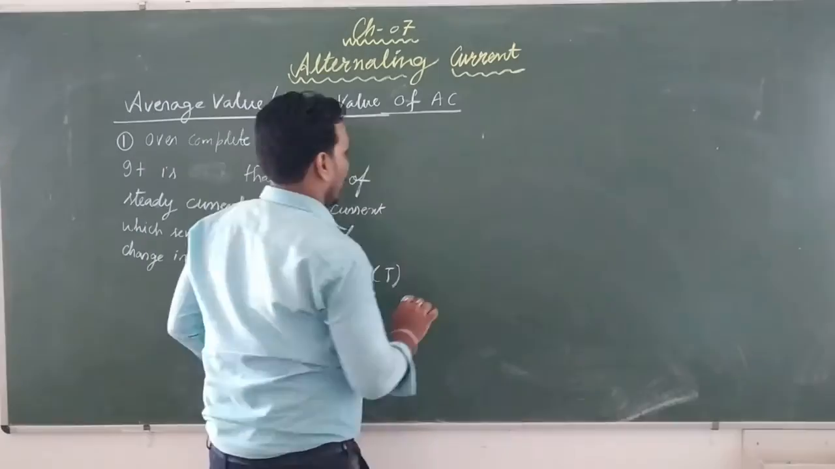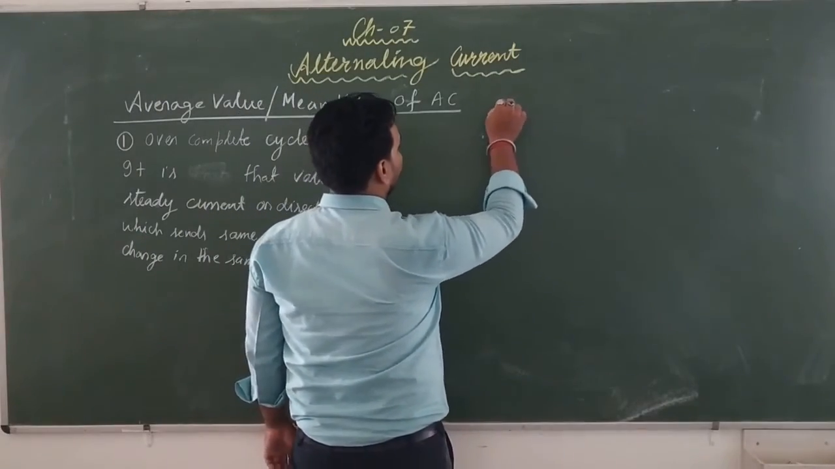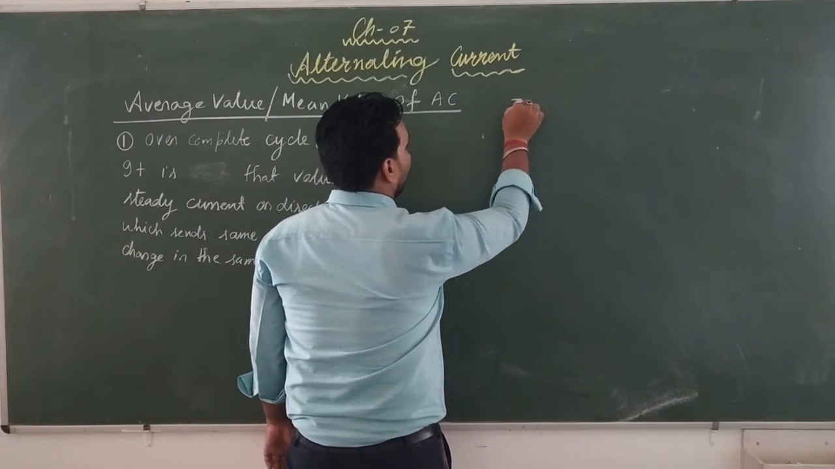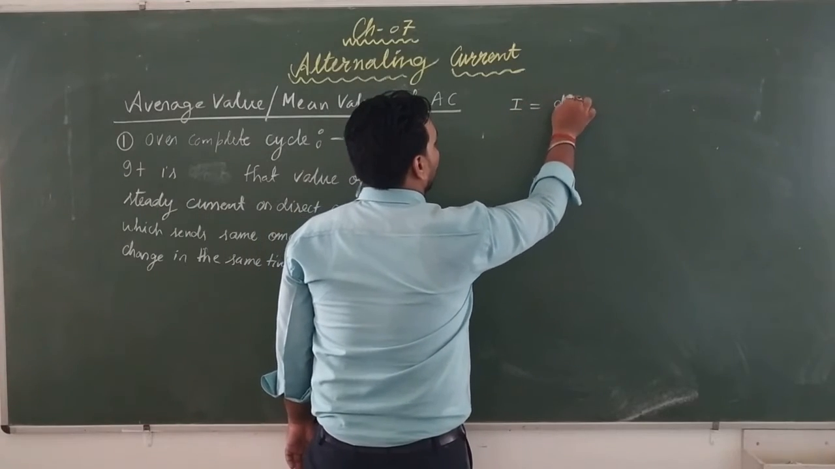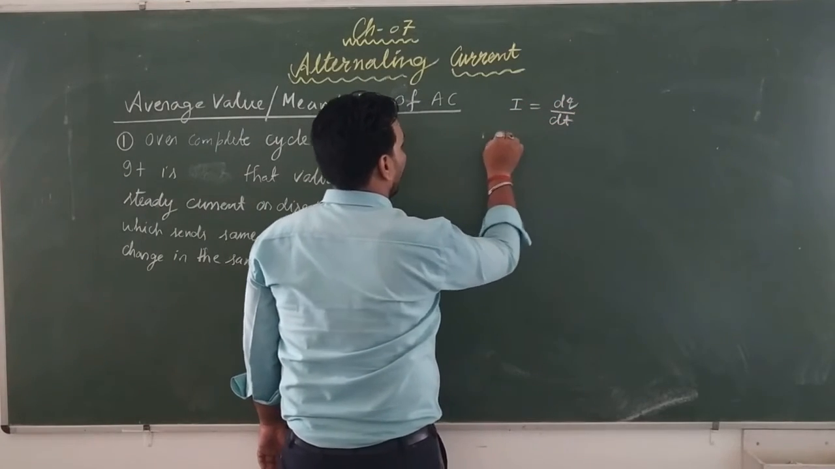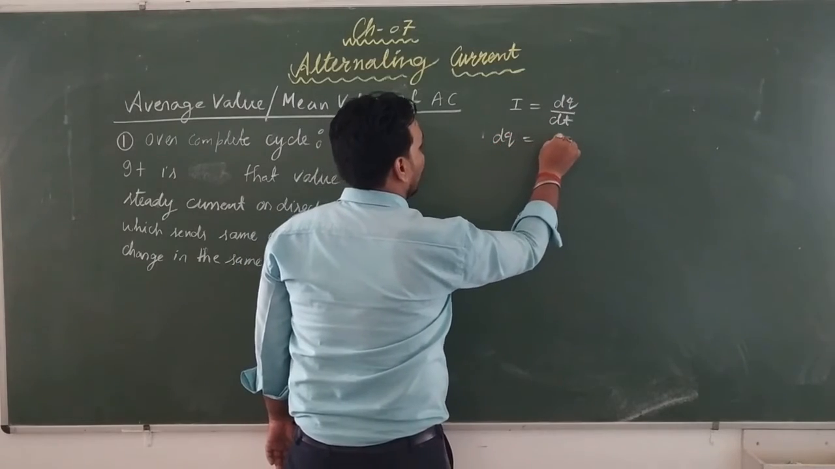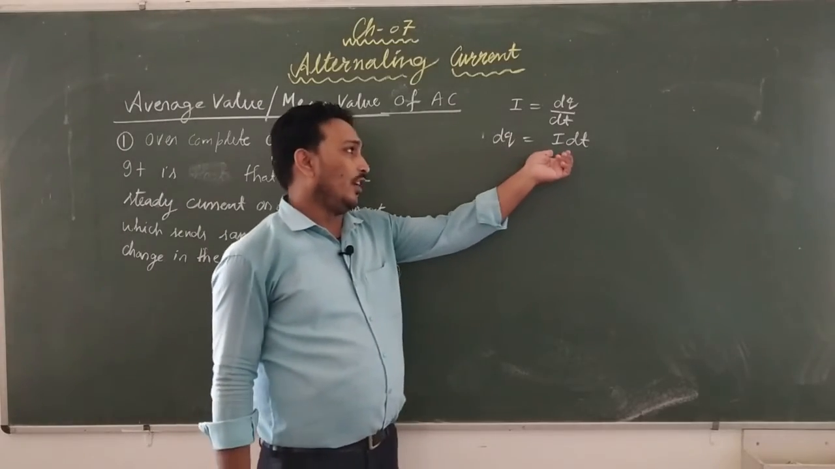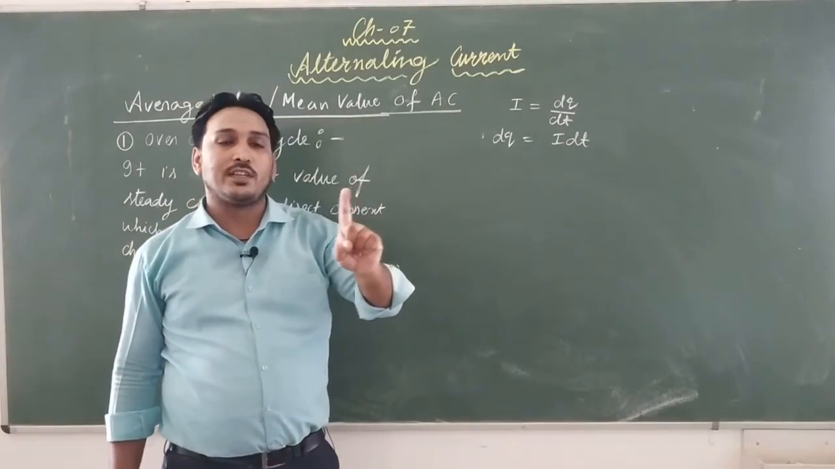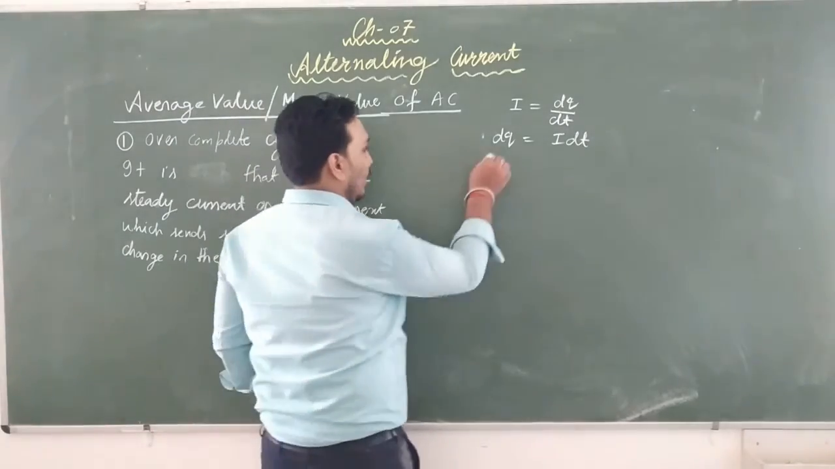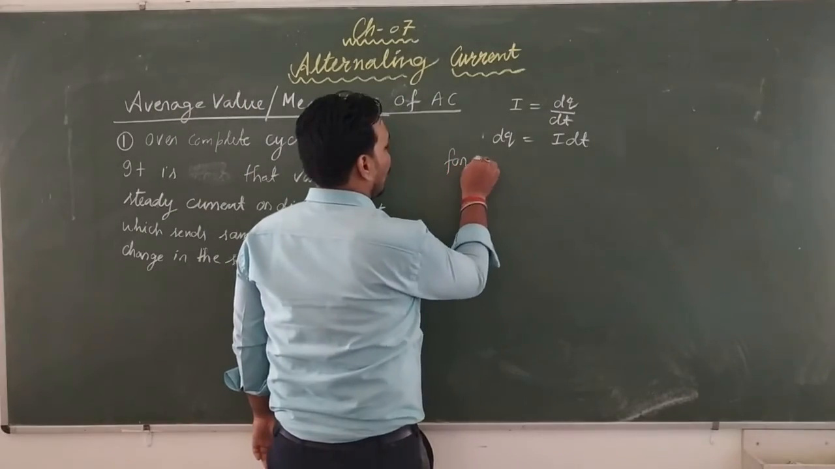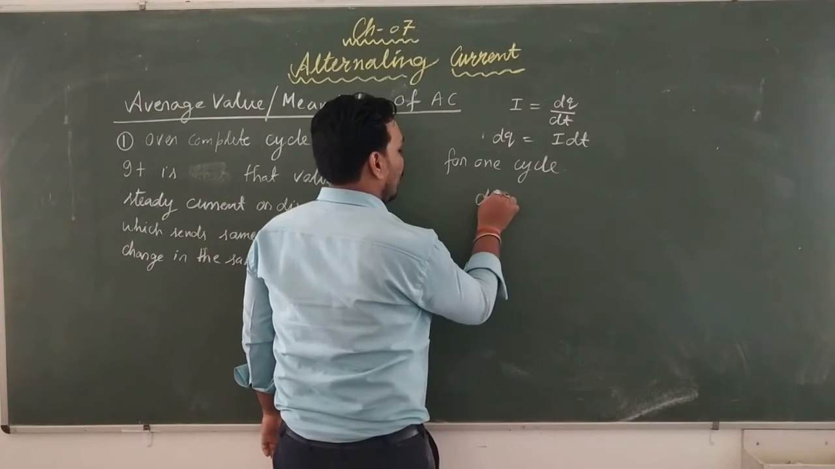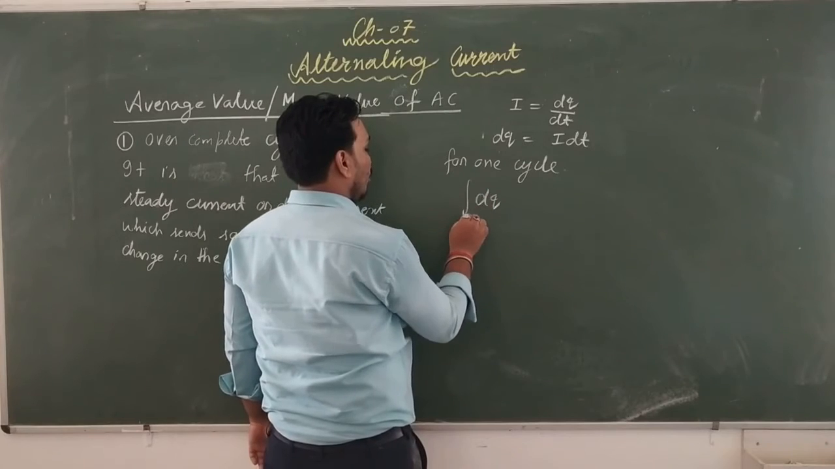What do I mean actually? Suppose there is a value of direct current. Suppose we are talking about first of all AC, that is alternating current. For alternating current, we can write I is equal to dQ by dt. From here, the value of dQ comes out to be I dt. So what is the amount of charge that alternating current sends in one complete time period? For that, let us integrate it. For one cycle, we are going to have dQ integrated, suppose from 0 to q.